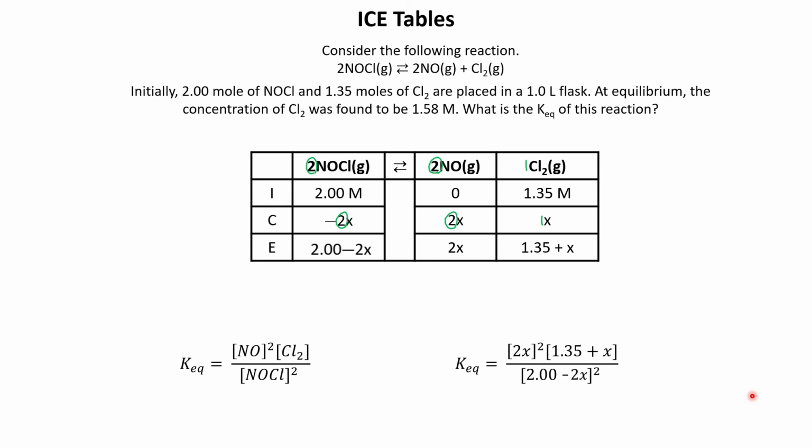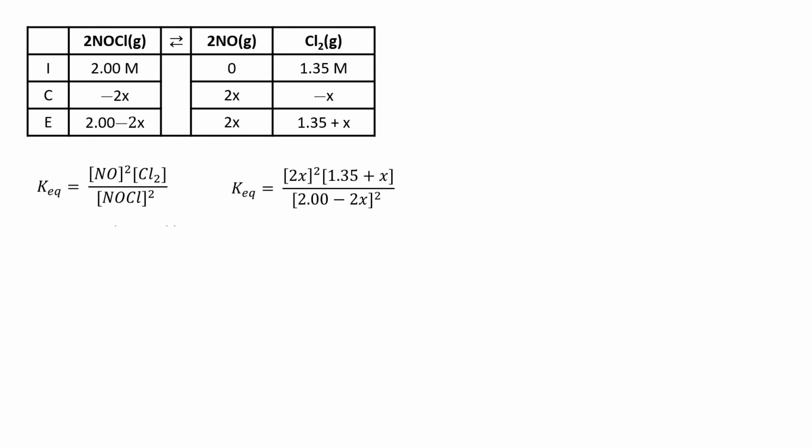Again, we're going to need more space, so let's switch over to a new slide. Here we go, but still keeping our ICE table and our KEQ expression right here. Okay, at this point, we have a problem. We do not know our KEQ, and we do not know our value for x. We cannot solve if we have one equation and 2 variables. So there must be a way to eliminate one of these variables.